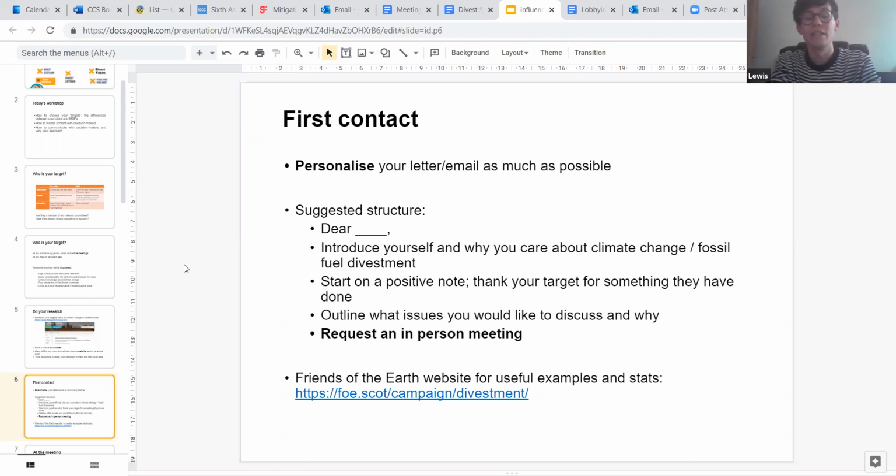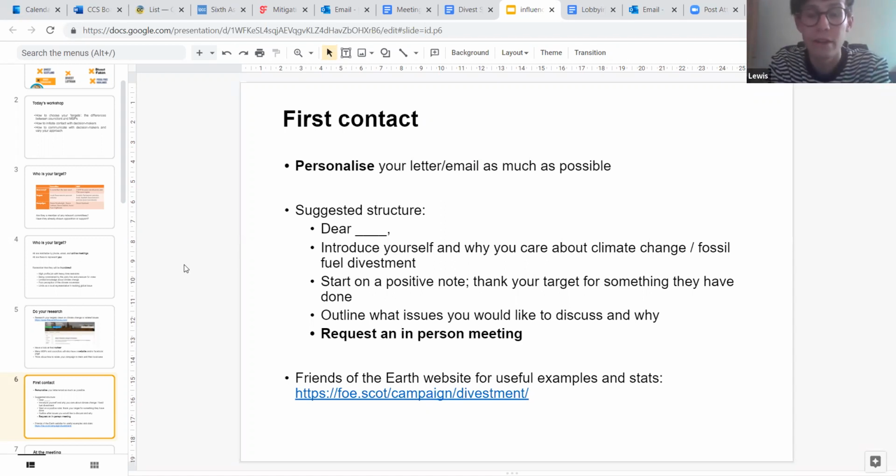The other good thing to do near the start is to have some kind of positive note, which might involve thanking them for something they've done. You might have found this out in your research, some sort of climate positive stance they've taken in the past, some move they've made, something they voted for, that you can thank them for. That shows that you recognize good work they're doing, which will again put them on your side, but also shows that you know something about what you're talking about. So there's a reason why you've got in touch with them rather than anyone else.